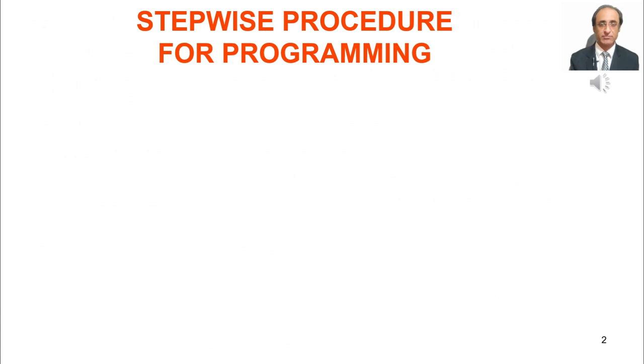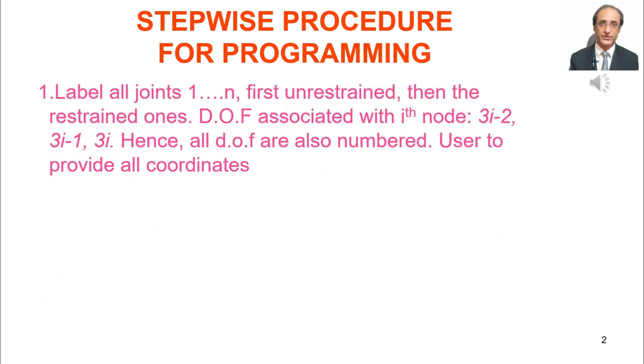So now we write various steps involved in a detailed manner such that we can implement these steps to write a program. The first step is that we label all joints from 1 to n, beginning with the unrestrained joints and then the restrained ones. So we know that if a particular joint is carrying a number i, then the degrees of freedom associated with the joint are 3i, 3i minus 1 and 3i minus 2. So this process in a way numbers all the degrees of freedom also.